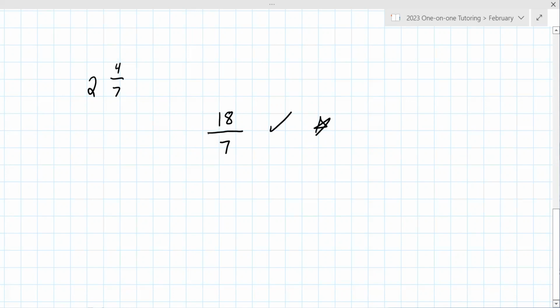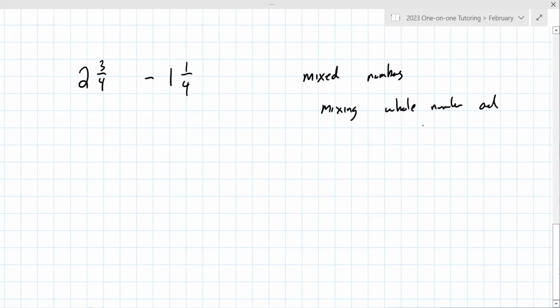Okay, so here's why we're learning to do this, because we want to be able to take numbers like the following, 2 3/4, and subtract 1 1/4. These are both considered what are called mixed numbers. The reason they're called mixed numbers is because they have a whole number and then they have a fraction. So the idea is you're mixing a whole number and a fraction.